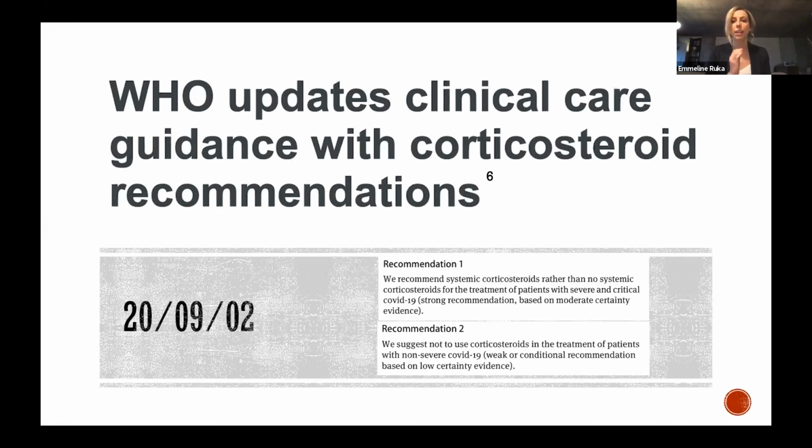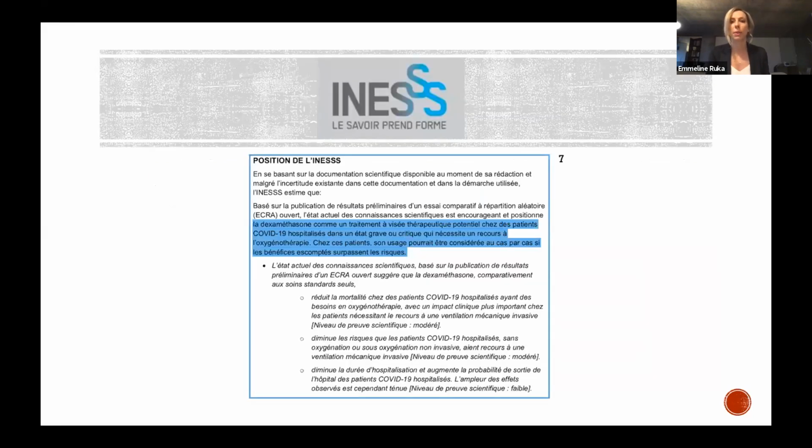So they do recommend the use of corticosteroids with severe and critical COVID-19, but they do not recommend the use of corticosteroids in non-severe or mild disease. Same as the recommendation of INESSS for Quebec, it's the same. So they do recommend steroids if your patient has moderate or severe disease or is on oxygen, but they do not recommend the use of steroids if the patient is not on oxygen.